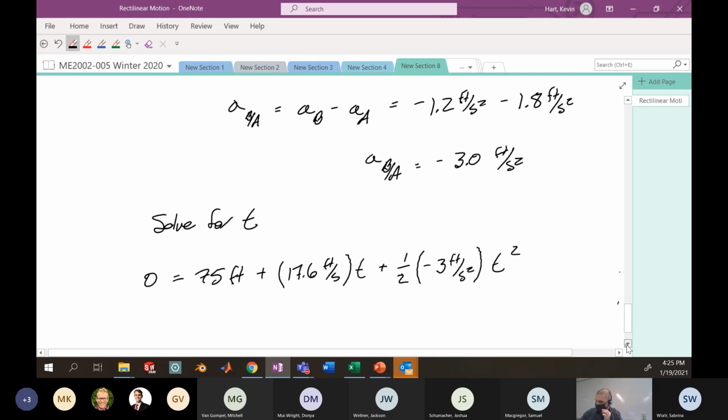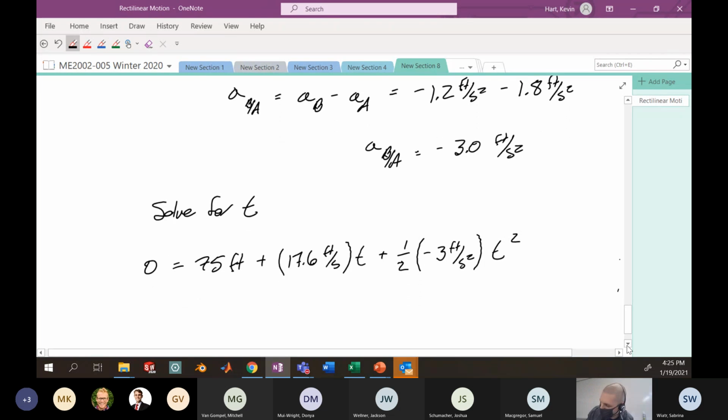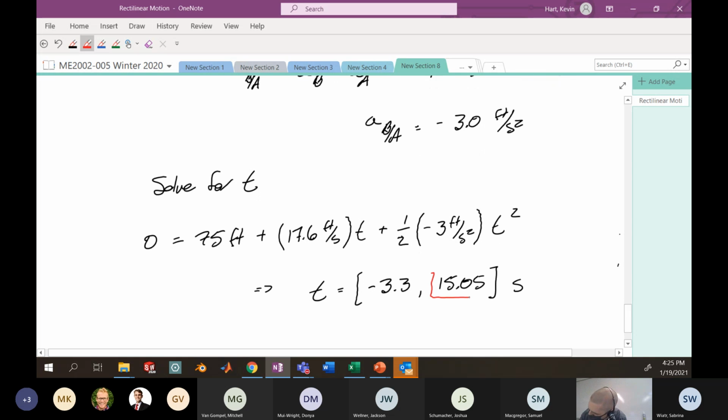This is quadratic in t. You can use your favorite, the opposite of b plus or minus the square root of b squared minus 4ac over 2a equation. It's my favorite. And you'll get two possible answers here, negative 3.3 seconds, which doesn't really make any physical sense, and 15.05 seconds, which obviously is our answer here. So that's making our way through part A of the problem. Part A asks us when and where A overtakes B. Well, we just figured out when, which is helpful.